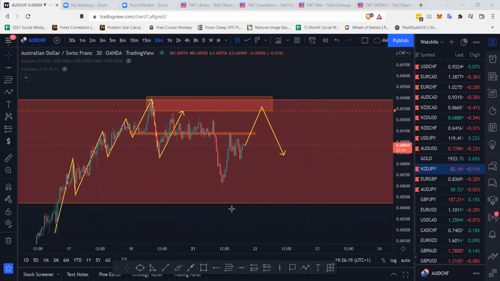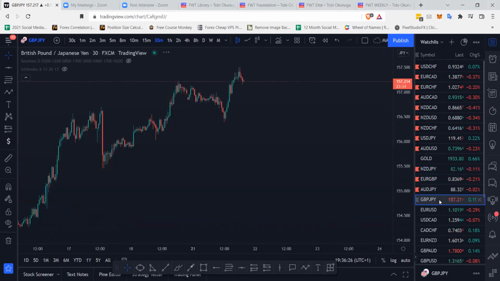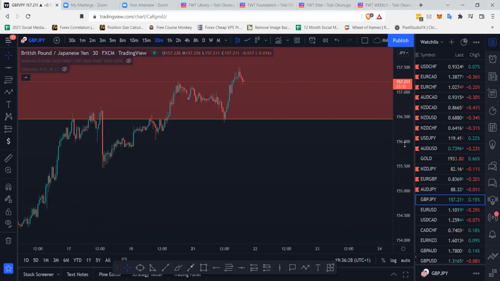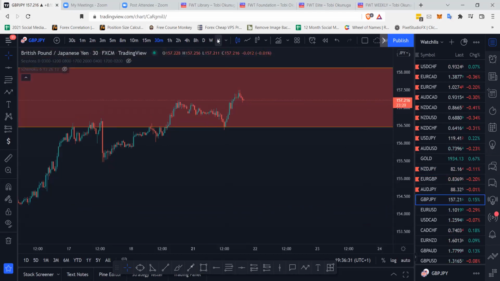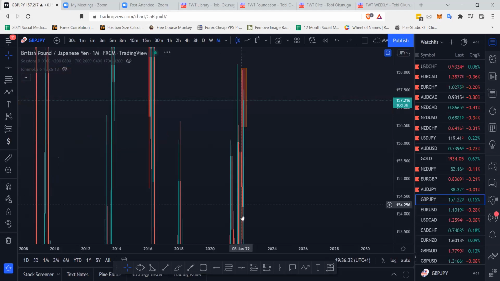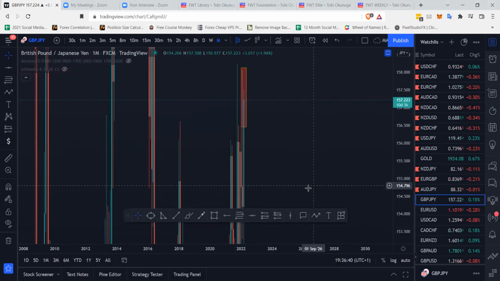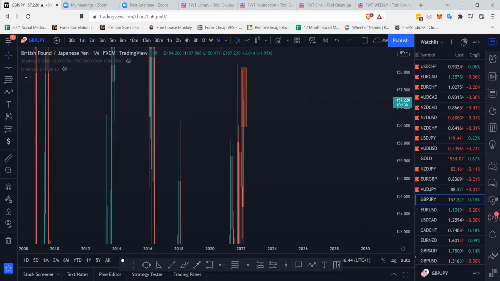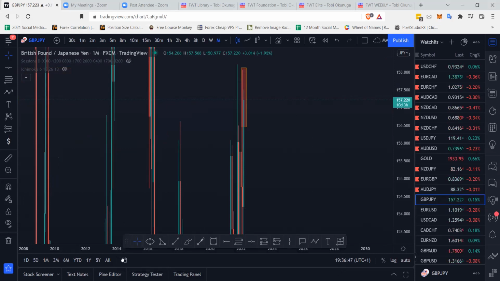So let's check out other setups posted by Mr. Fizz. Okay, GBPJPY. Okay, so a lot of them are in the zone. Let's check out what's going on here. Give me a second.